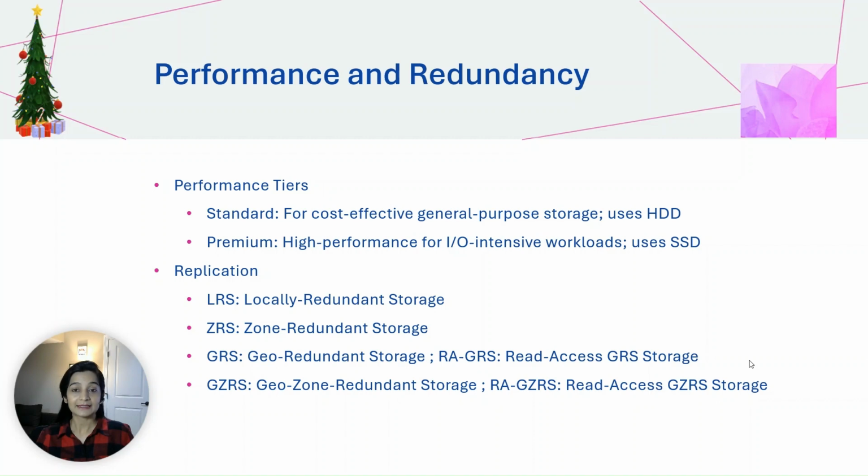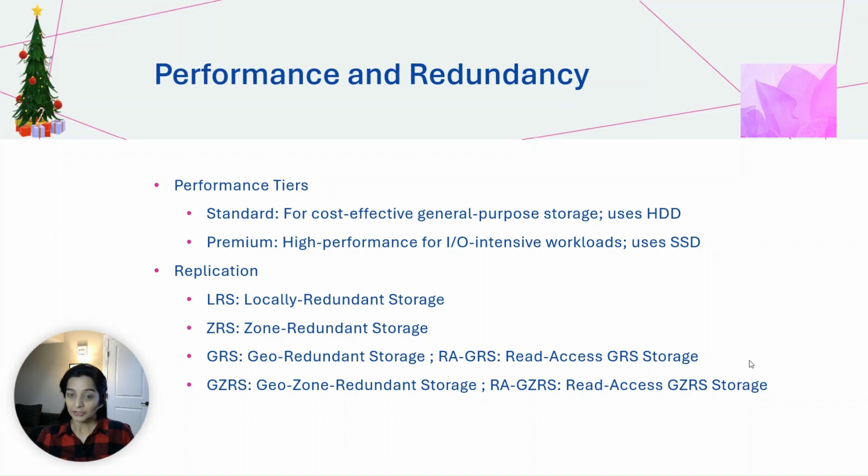And then we have GZRS, that is Geo Zone Redundant Storage. This combines zone level redundancy with geo redundancy, replicating data across zones in the primary region and asynchronous replication to a secondary region. GZRS is ideal for mission critical applications. RAGZRS is the same as GZRS with read access to the secondary region. It combines zonal and geo-read capabilities for highly available read redundancy.